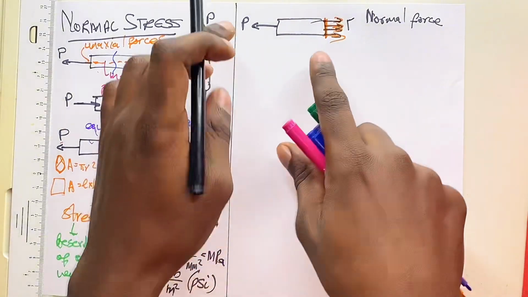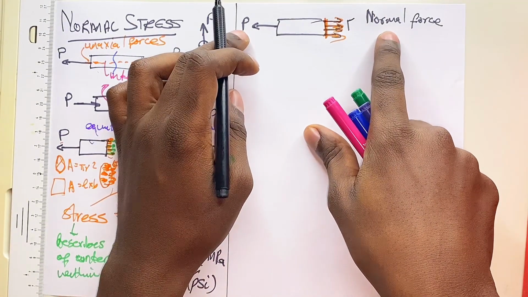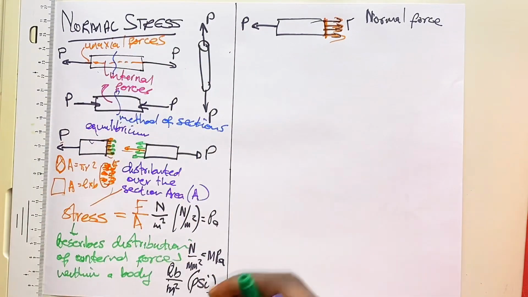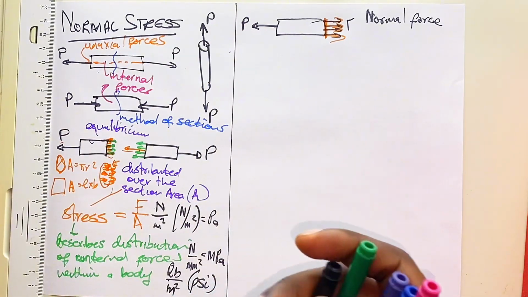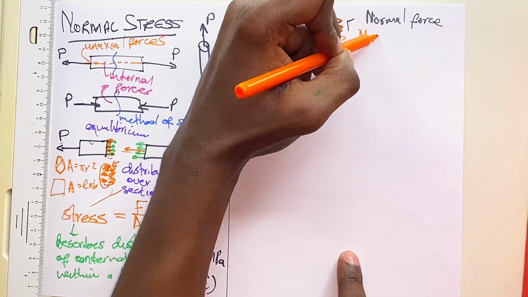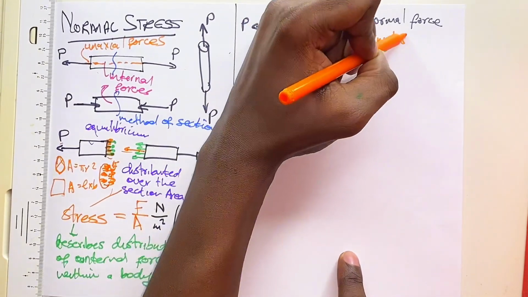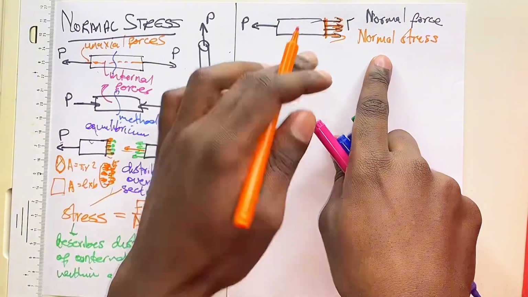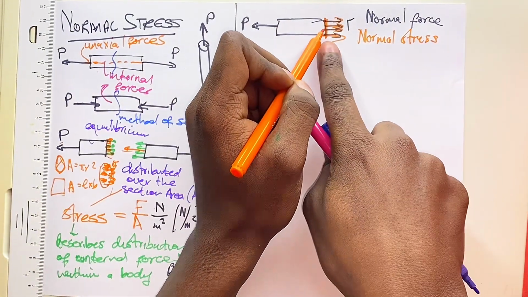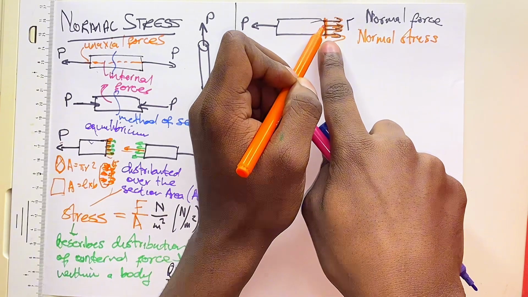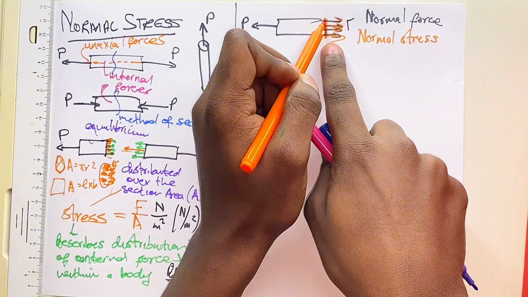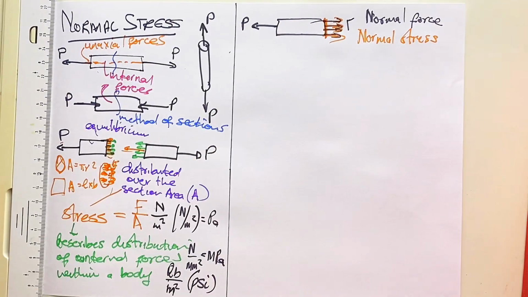Now, if a force is perpendicular to the surface, that force is called a normal force. If you have a normal force and you want to find the intensity of that force, which is stress, you are then looking at normal stress. Normal stress gives you the intensity. It describes the distribution of internal forces that are acting perpendicular to your surface.